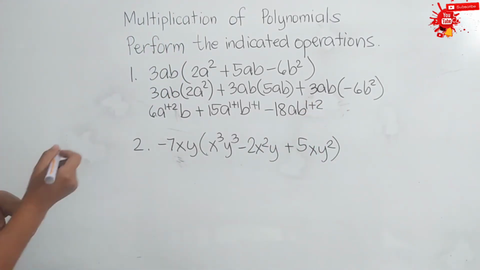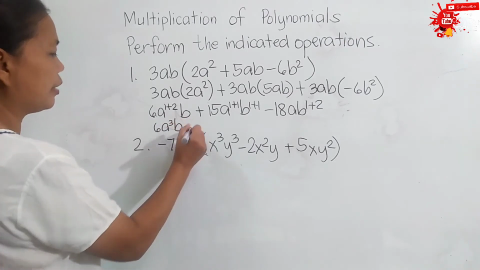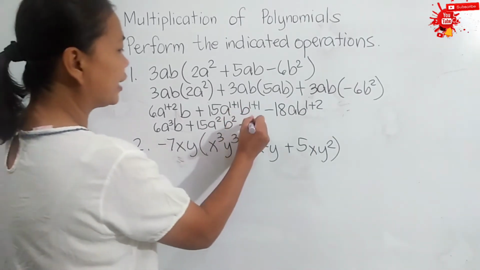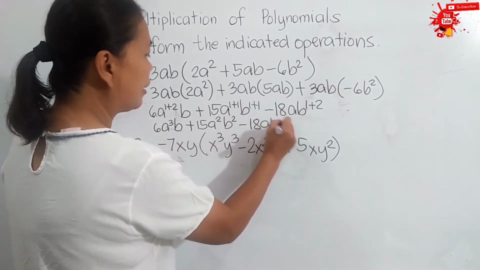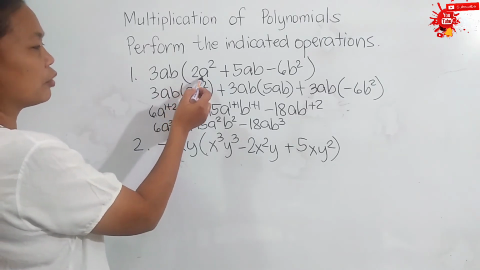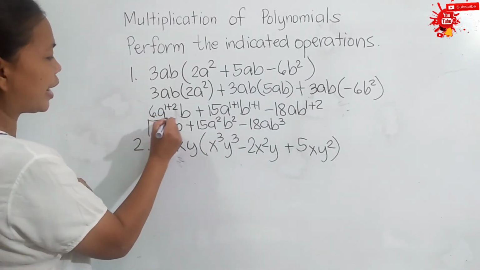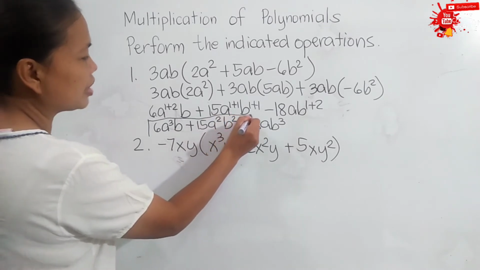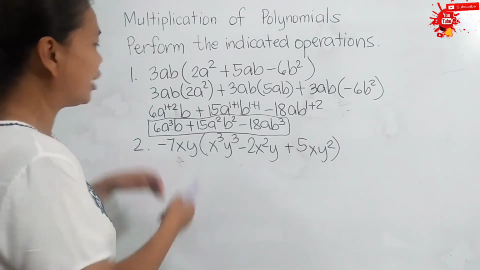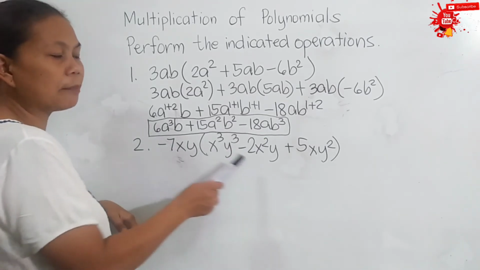Now, let us simplify this answer. So we will have 6a cubed b plus 15a squared b squared, then negative or minus 18ab cubed. So therefore, the product of 3ab times the quantity of 2a squared plus 5ab minus 6b squared is equal to 6a cubed b plus 15a squared b squared minus 18ab cubed. Okay?